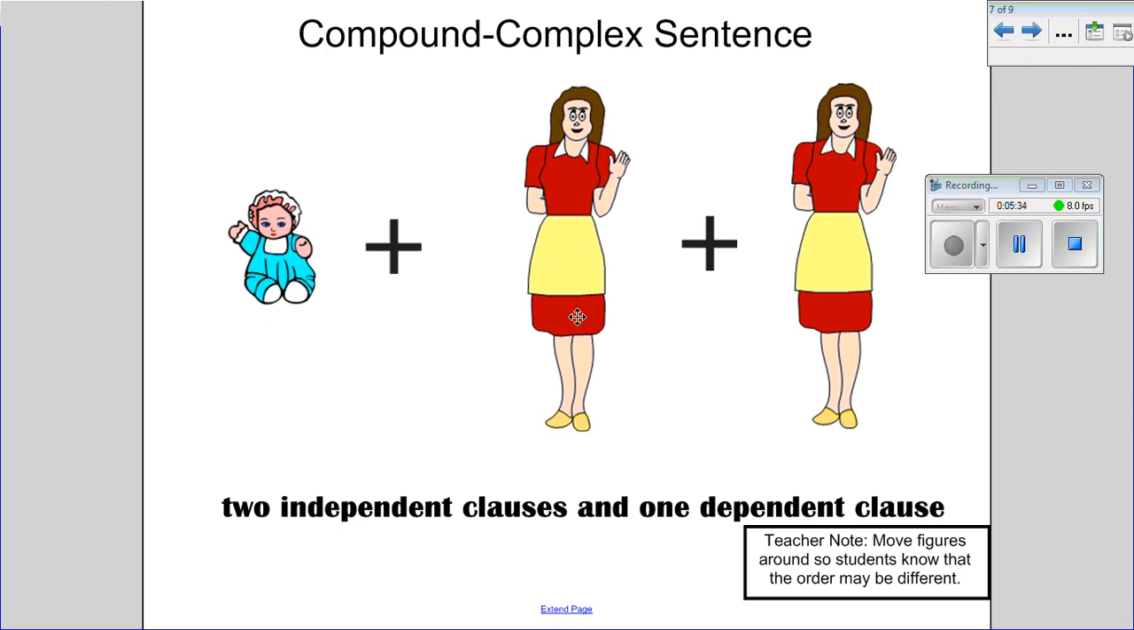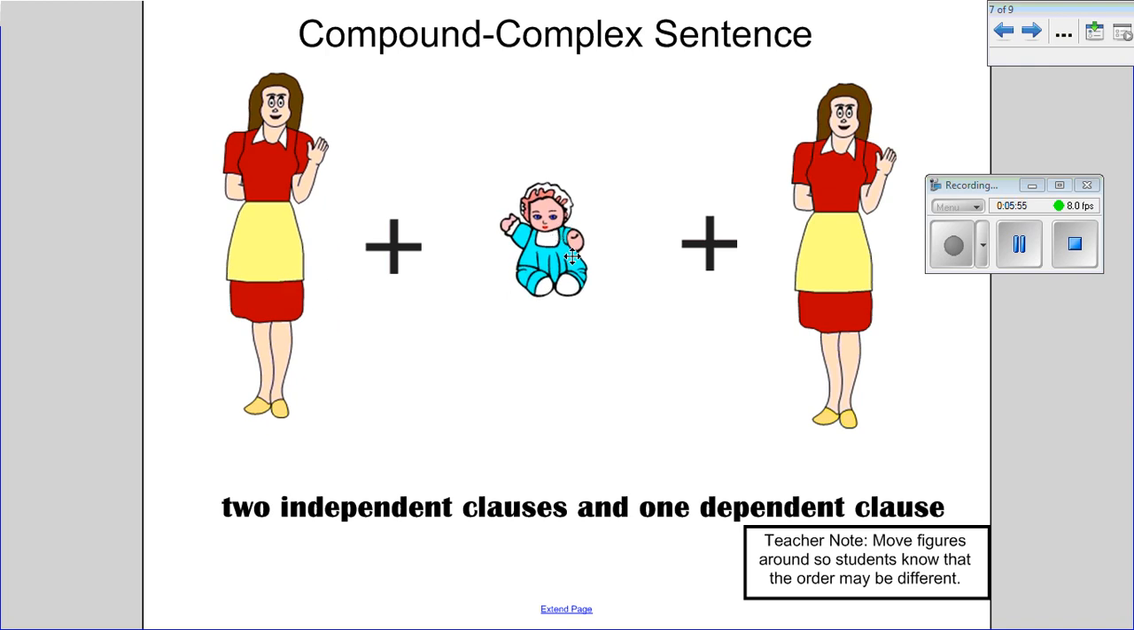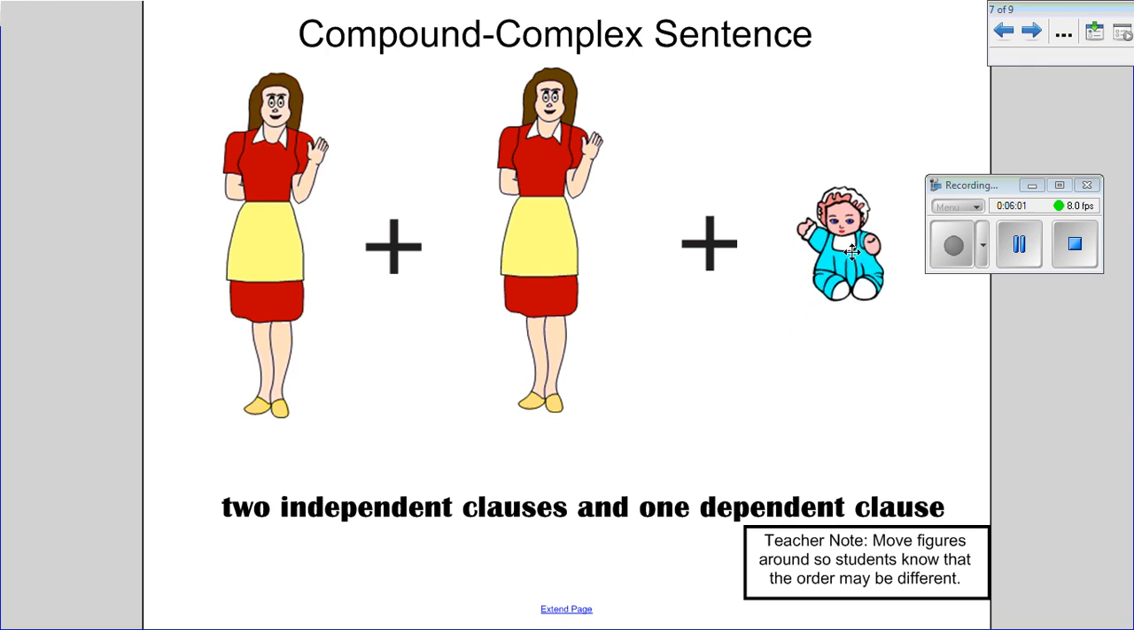Remember, if we're looking at the analogy of a mother being independent, the baby is dependent. The baby depends on the mother. So this can go in different ways. We can have a DC, IC, IC. We could have an IC, DC, IC, or we could have an IC, IC, DC. So really, the compound complex sentence can be written three different ways.